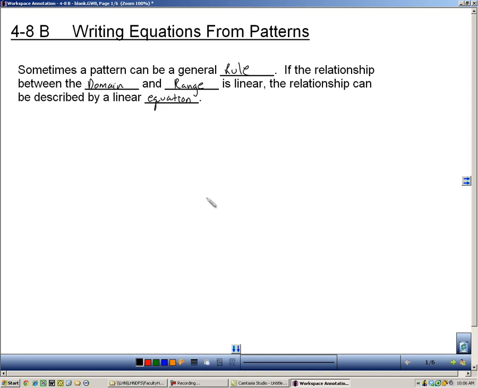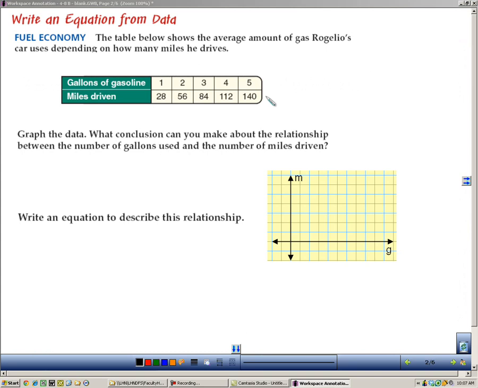We're going to look at patterns that create lines, and they're going to create linear equations or linear functions. Here we're going to learn to write an equation based on some data that we're given. The data here is the amount of gas Rogelio's car uses depending on how many miles he drives. So this is a table. A couple things to note about this table is the first line represents my domain. So these values are my domain values.